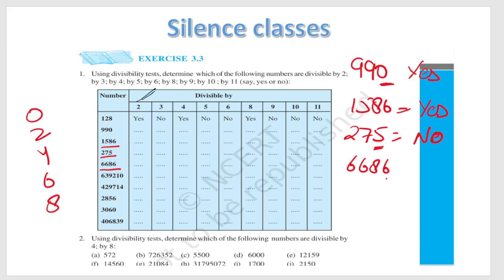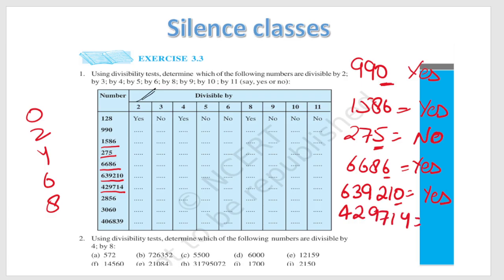6686, let's see, the last number is 6, yes, it means it is divisible by 2. The number is 639210 and the last number is 0. This means it is divisible by 2. Now the number is 429714. The last digit of the number is 4 and 4 is divisible by 2. Yes, it is divisible by 2.